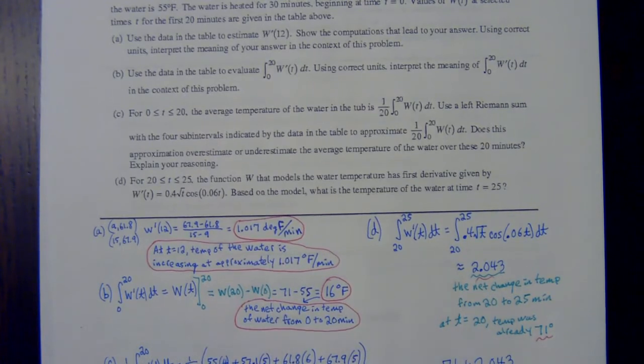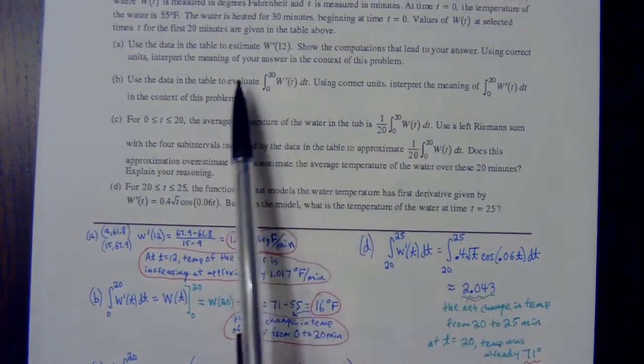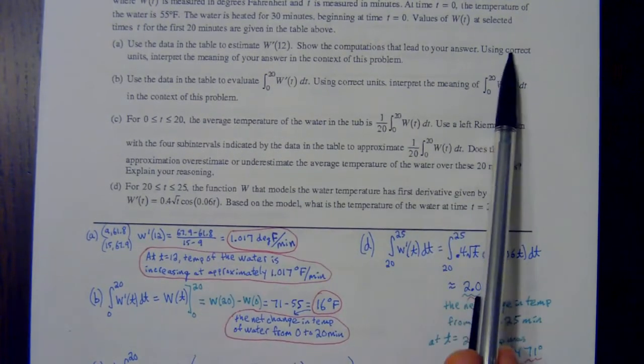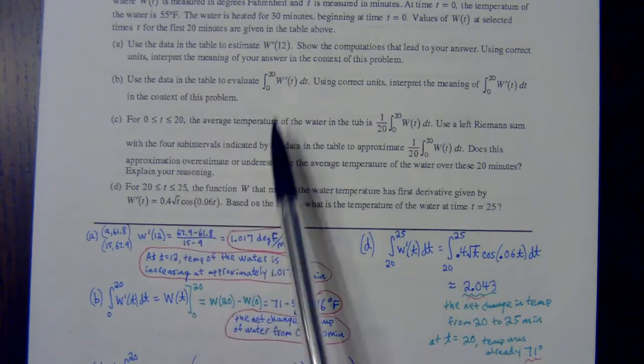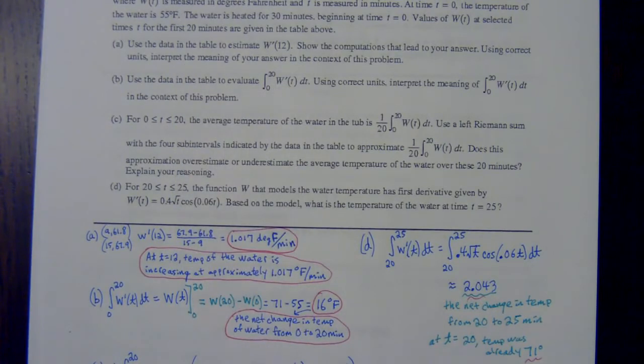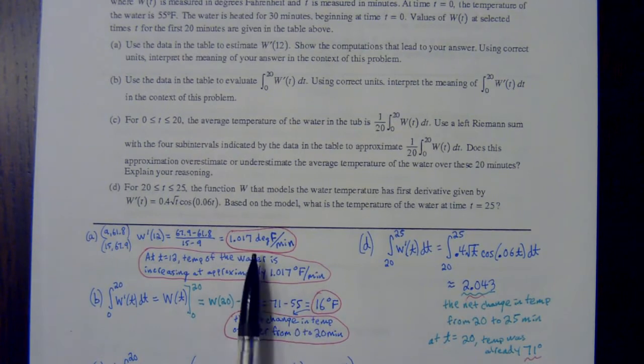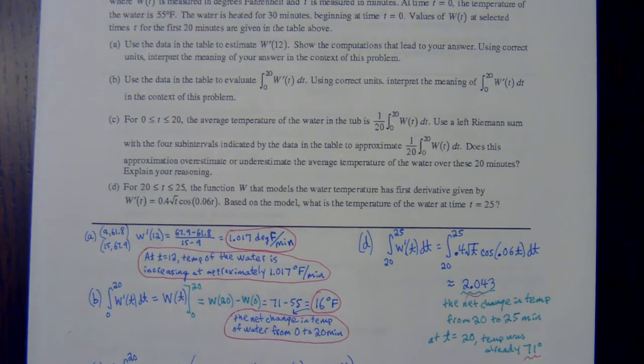And then please read the problem, okay? It's one thing to find it, but then it says show the computations that lead to your answer, which I did. And then it says using the correct units, interpret the meaning of your answer. You know what a derivative is. This means at t equals 12, the temperature of the water is increasing at approximately 1.017 degrees Fahrenheit per minute. So since it's positive, the temperature is increasing. If it's negative, the temperature would have been decreasing right there. So you know what a derivative is. That's how fast that stuff is changing right there. So part A, we're good.